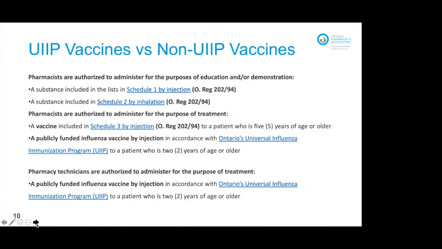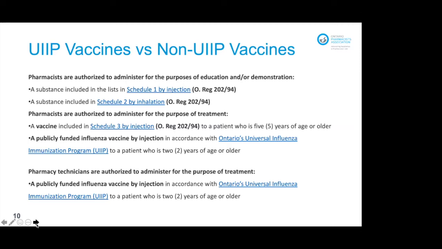The other component I did want to talk about was the universal influenza immunization program versus a non-universal influenza immunization program vaccine. We know every year there is a set of DINs and lists that are set out of the vaccines that are covered by the Ontario provincial program. It's important to recognize that this has two distinguishing factors. As a pharmacist, we are allowed to independently initiate and administer influenza vaccines that are eligible as per the program. This does not hold true for those that are not part of the program.